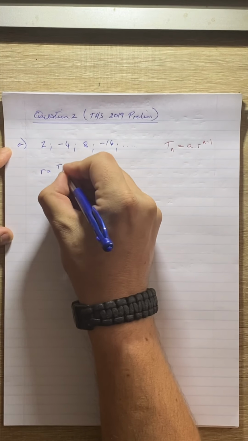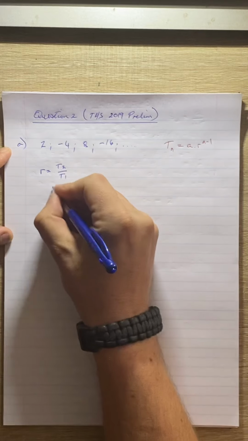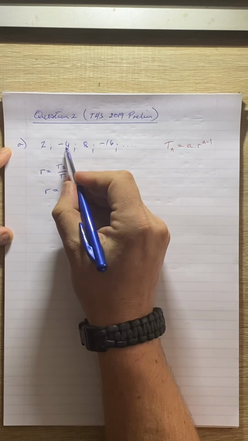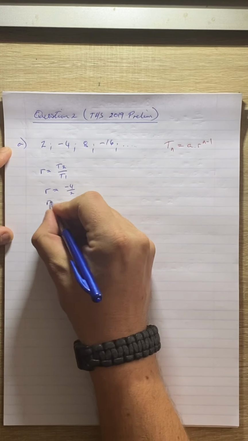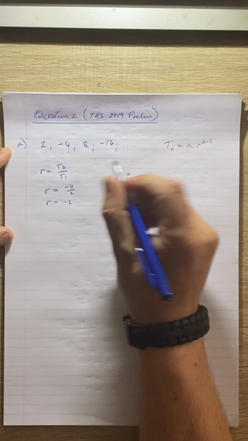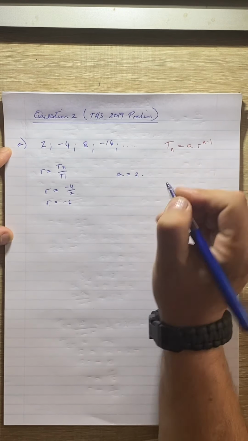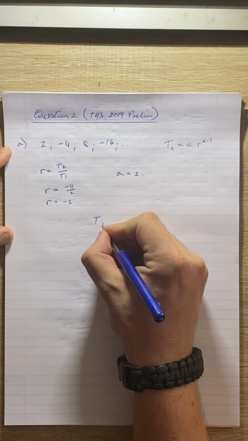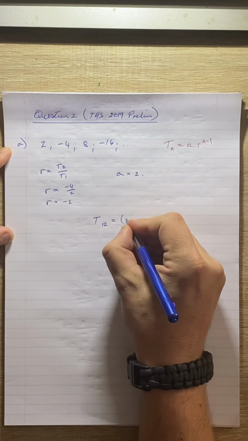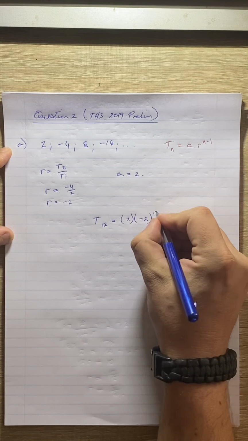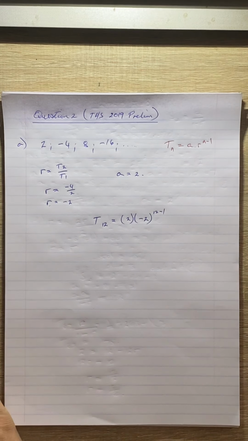Remember, R is equal to T2 divided by T1, and we get minus 4 divided by 2, so R is equal to minus 2. We also need our A, so A is equal to 2, the first term. So now we can do this. T12 is equal to 2 times minus 2 to the power of 12 minus 1. You can just do that on the calculator.